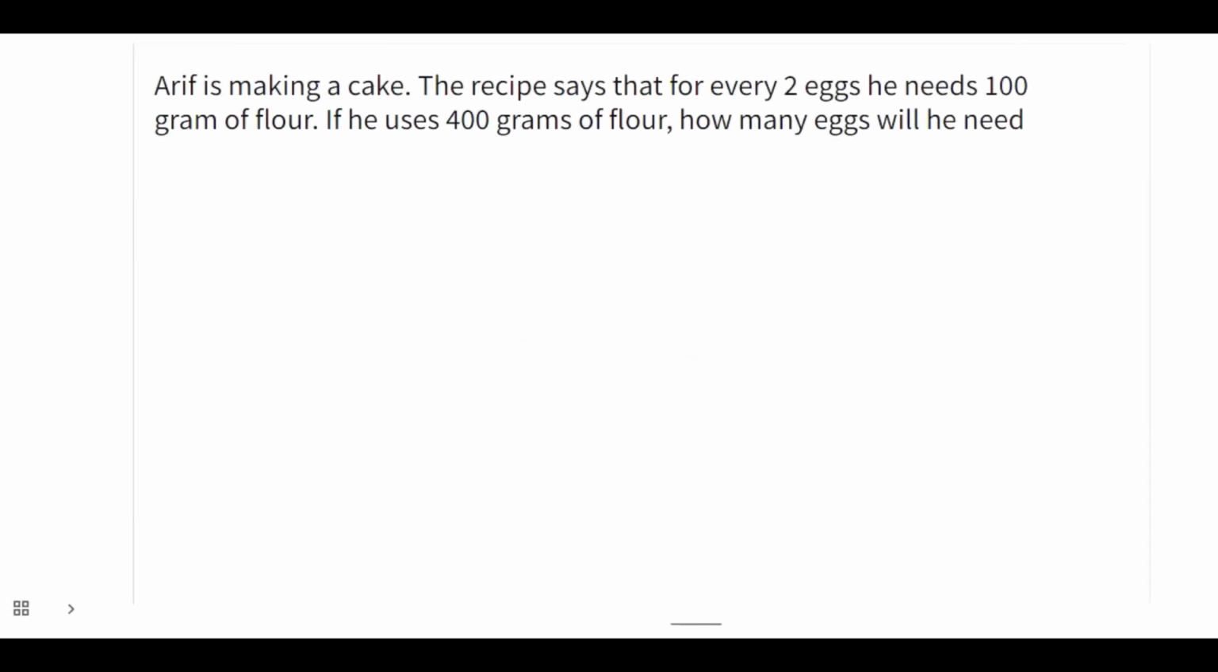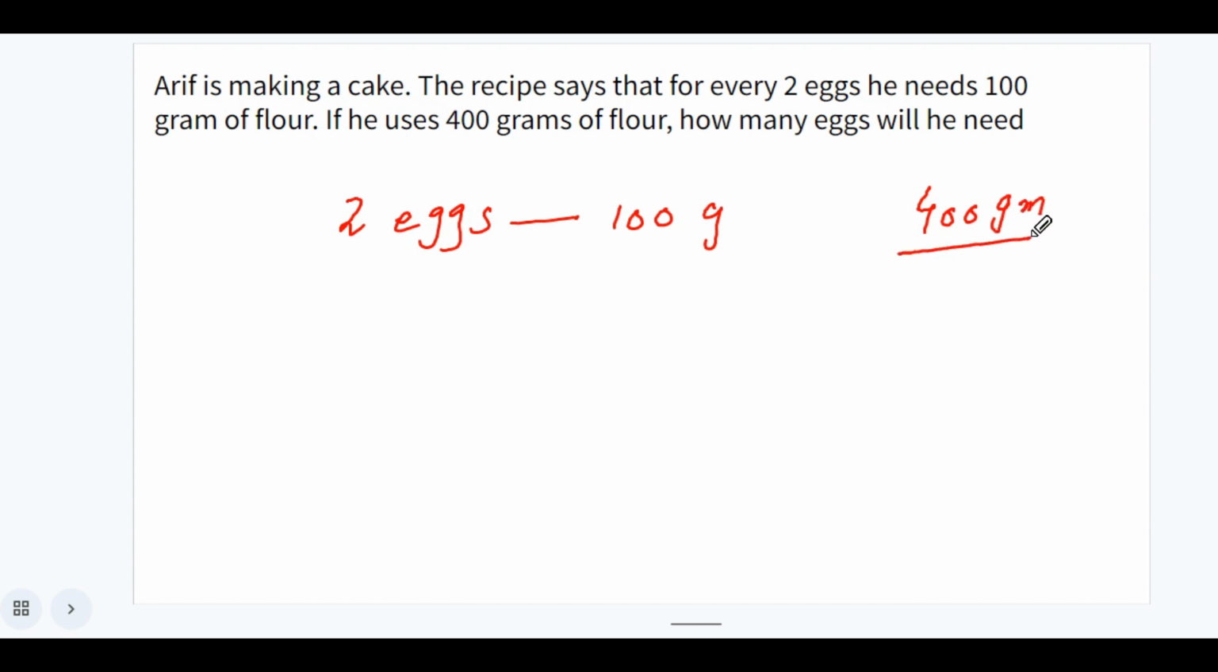Okay, now look at this last question. Arif is making a cake. The recipe says that for every 2 eggs, he needs 100 grams of flour. If he uses 400 grams of flour in total, how many eggs will he need? There are 2 ways of doing this question. First, let's learn by this way. That's very easy. 2 eggs need 100 grams of flour.